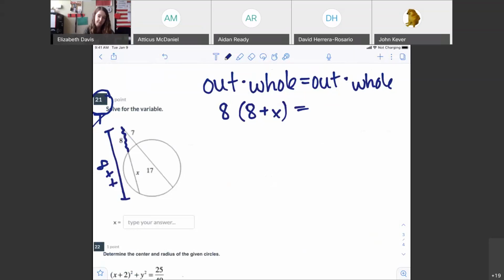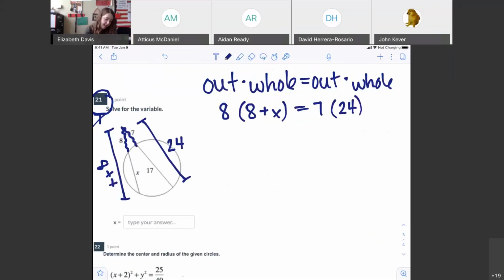Equals. On the other side, my outside is 7. How long is that whole thing? Yeah, 7 plus 17 is 24.